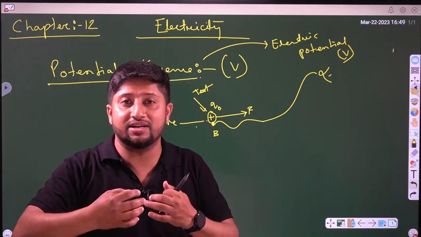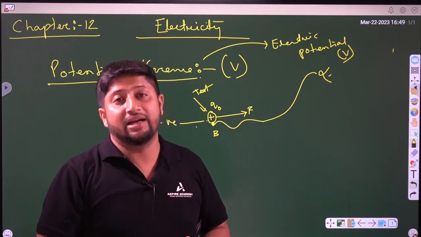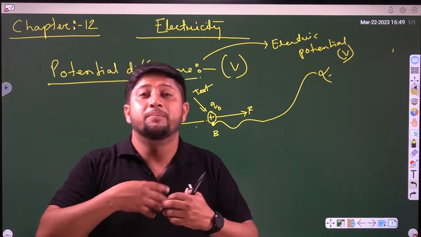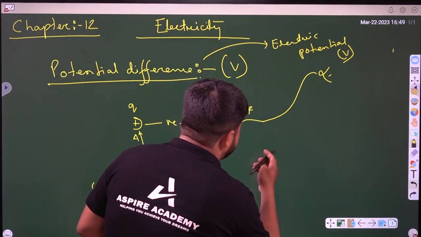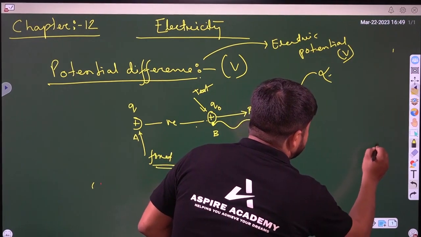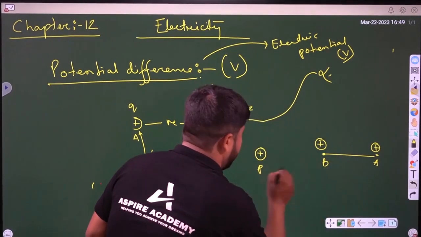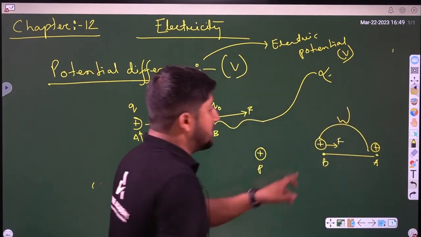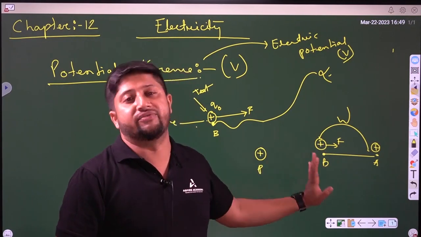If a charge we can bring from infinity to that point against the electrostatic repulsion, this is called electric potential. And what is potential difference? The amount of work done by bringing a unit positive charge from one point to another point. Suppose this is a positive charge and this is point A, and another positive charge is brought to point B, this is point P. From here to here, the amount of work done against this electrostatic force of repulsion is called potential difference.